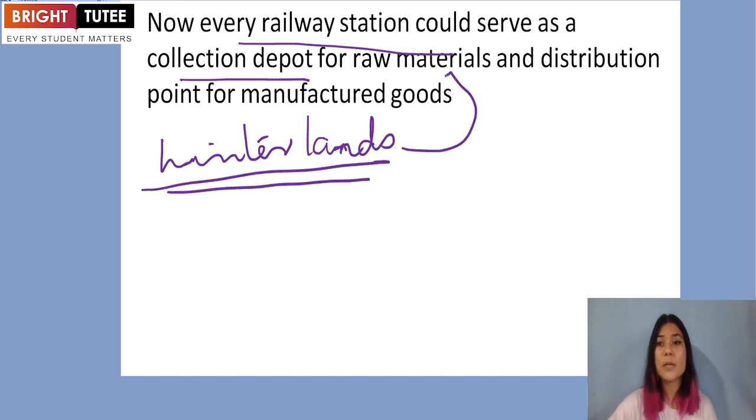Raw materials were collected from the hinterlands and then distributed to areas from where they were taken to Europe. And then from Europe, the manufactured goods came and the railways collected them and distributed them to different parts of India for sale. So the railways played an important role in the development and growth of the cities and towns in India during the 19th century and after.